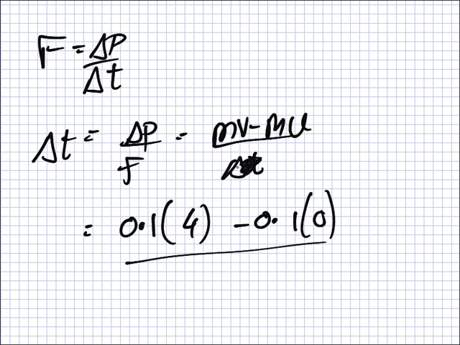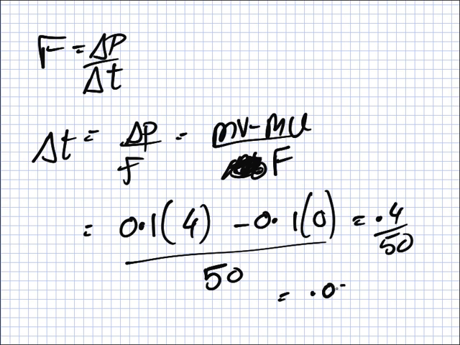Sorry, I meant to write F here. And the F we said is 50. So that's 0.4 over 50, isn't it? Which is 0.008, is it? Do I have the right number of zeros? Yeah. Which is 8 milliseconds.